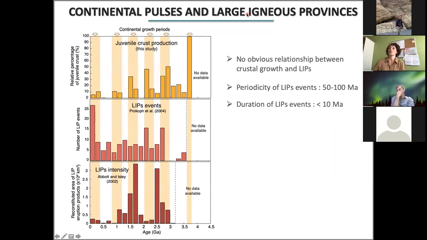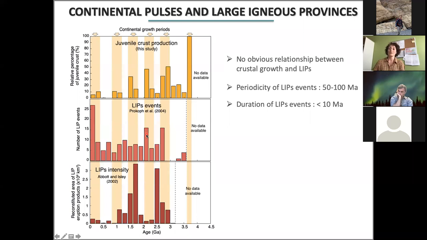So I have tried to look at whether we had some correlation between the potential erosion products of superplumes, which I think could be large igneous provinces, and the production of juvenile crust. So here I'm showing two histograms showing the number of LIP events per time, okay? And this one is showing more the intensity. So this is in fact the reconstituted area of LIP erosion products per time. So you have two big peaks here. And well, I have to say that I don't think there is an obvious correlation between these three records.